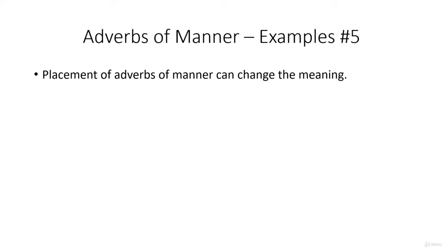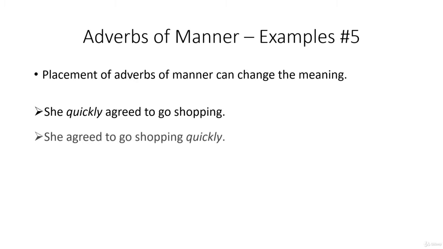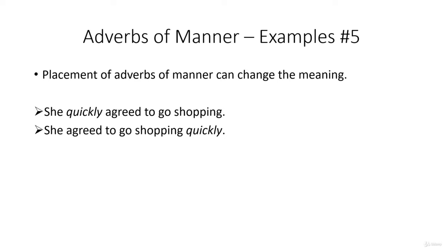And the placement of adverbs of manner can actually change the meaning of the whole sentence, and we'll look at some examples of this. She quickly agreed to go shopping. So her agreement was quick. Now someone asked her to go shopping, and very quickly she said, of course. Or she agreed to go shopping quickly. The agreement wasn't necessarily fast, but the shopping was quick.